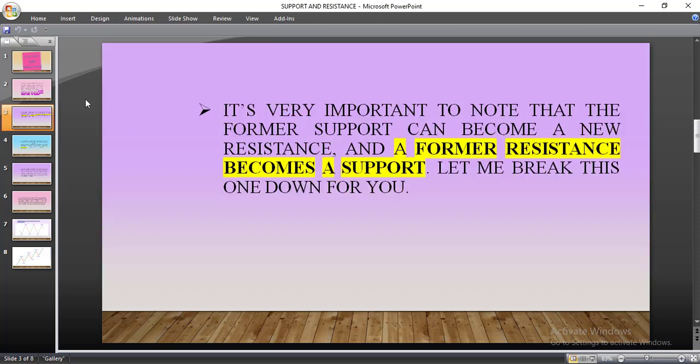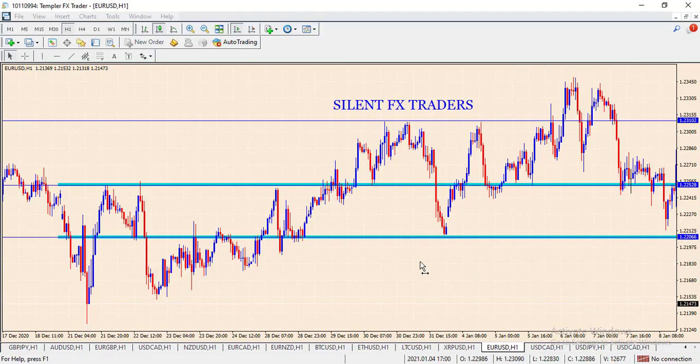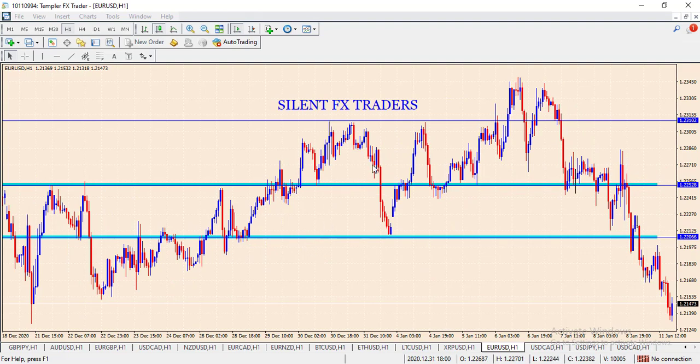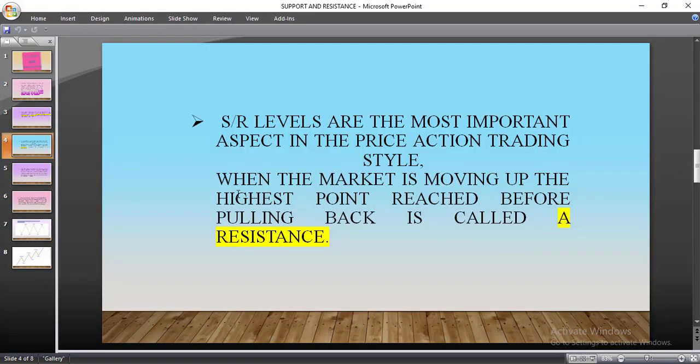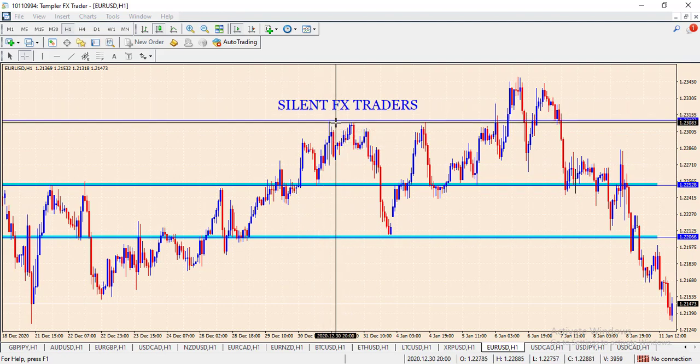Let me go back to our charts. Now, if you see this level, this is our resistance level. Remember here in our notes, it was said that when the market is moving up, the highest point reached before pulling back is a resistance level. Now, this is our highest point. We also have this highest point. Why is it our highest point?